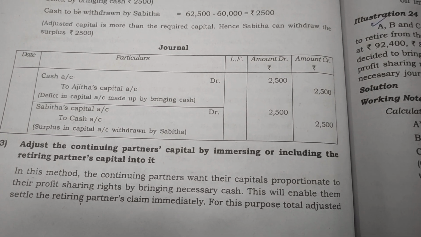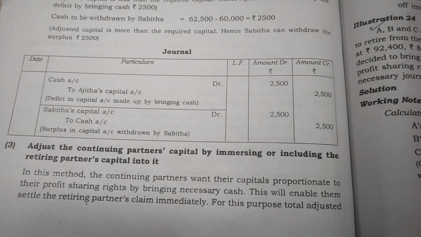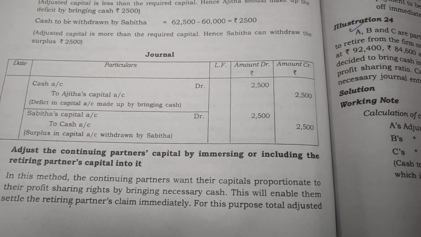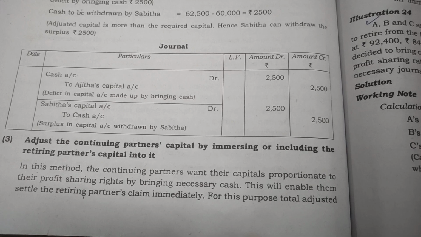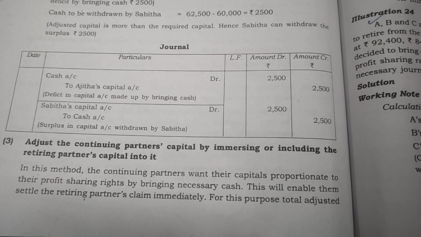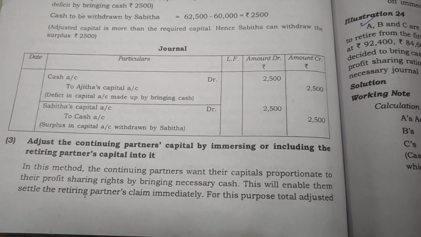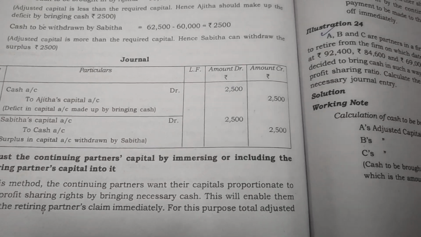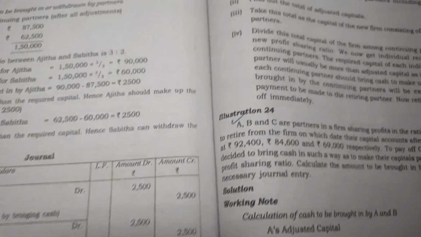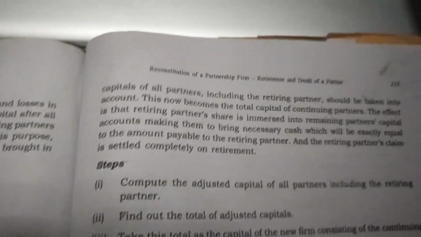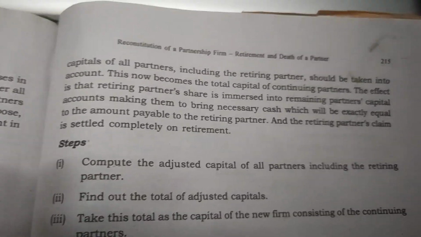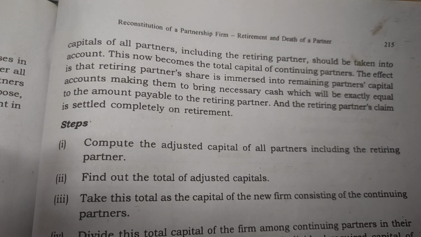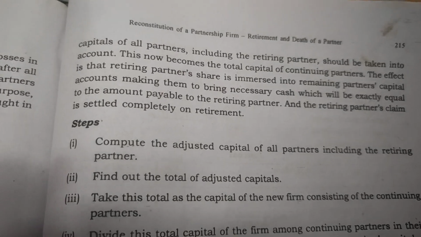Today's class is about adjusting the continuing partners' capital by including the retiring partner's capital into it. In this method, the continuing partners want their capitals proportionate to the profit sharing rights by bringing necessary cash. This will enable them to settle the retiring partner's claim immediately. For this purpose, the total adjusted capital of all the partners, including the retiring partner, should be taken into account.